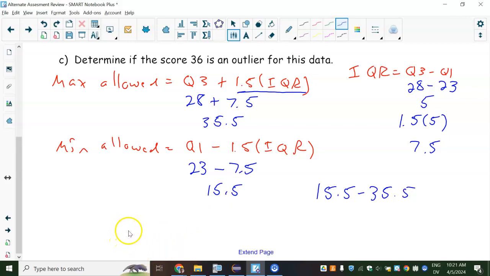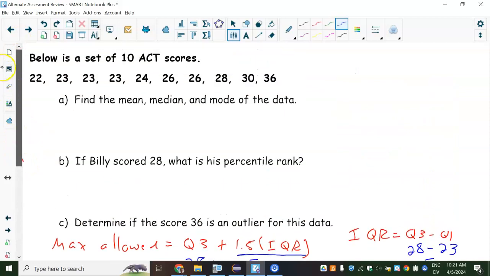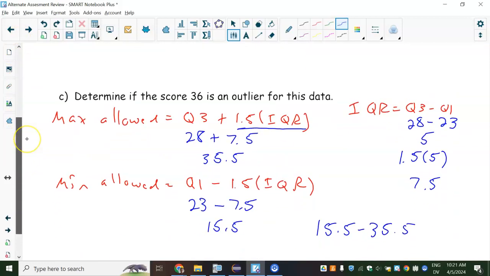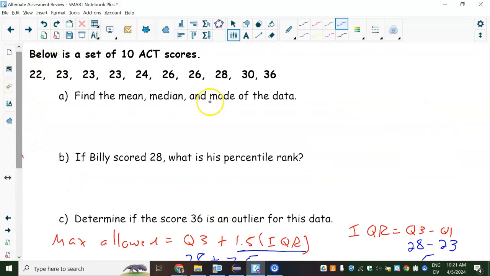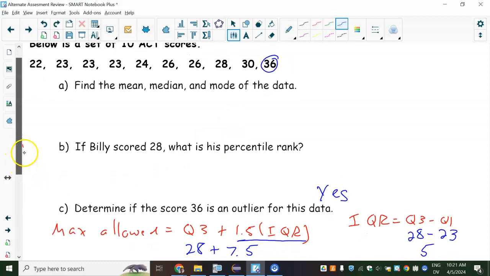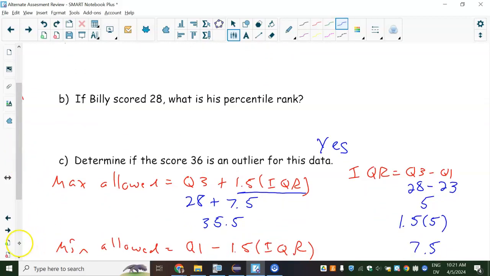All right. And so if you go back, actually, that 36 is an outlier then, because it's beyond that. 35.5 was the highest we could go. So this is an outlier. So the answer to this is actually yes. I thought it wouldn't be, but it's just far enough outside of what's normal that that is considered an outlier.